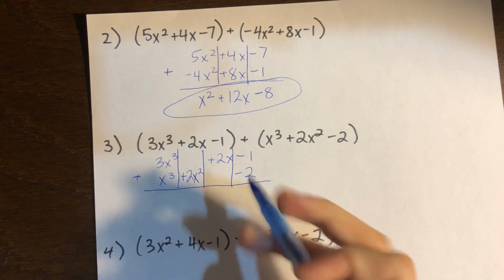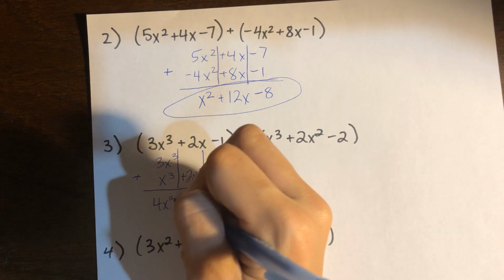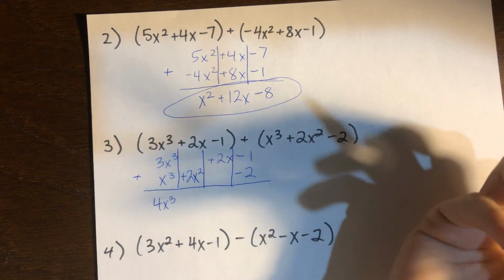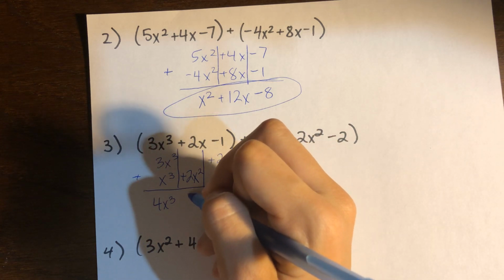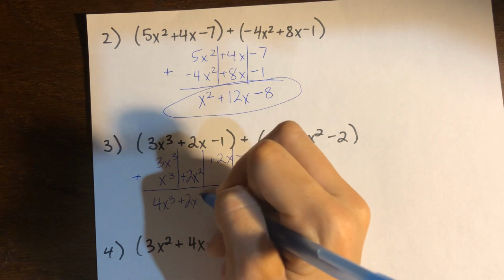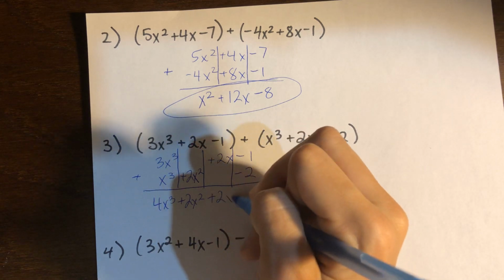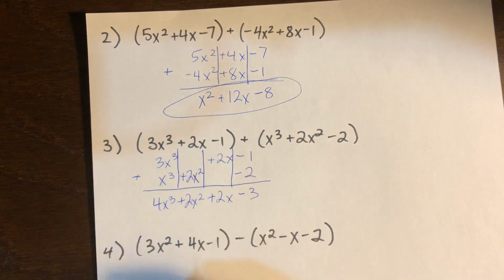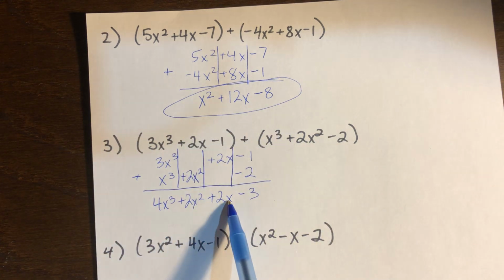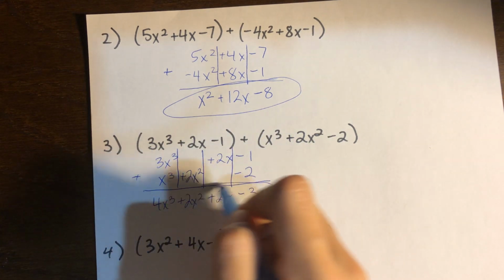3x cubed plus x cubed is 4x cubed. 0 plus a 2x squared. You could put the 0 in there if you want. So we have plus 2x squared plus 2x. Negative 1 plus a negative 2 is a negative 3. Then I have x cubed, x squared, x, and then nothing. So this is in its standard form.